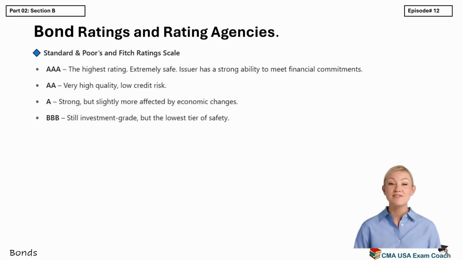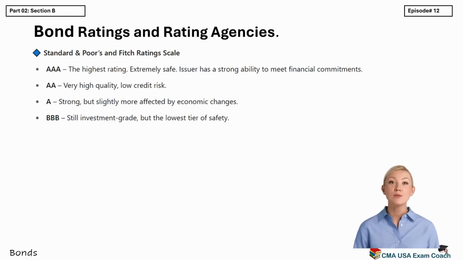Standard & Poor's and Fitch rating scale. AAA, the highest rating. Extremely safe. Issuer has a strong ability to meet financial commitments. AA, very high quality, low credit risk. A, strong, but slightly more affected by economic changes. BBB, still investment grade, but the lowest tier of safety.